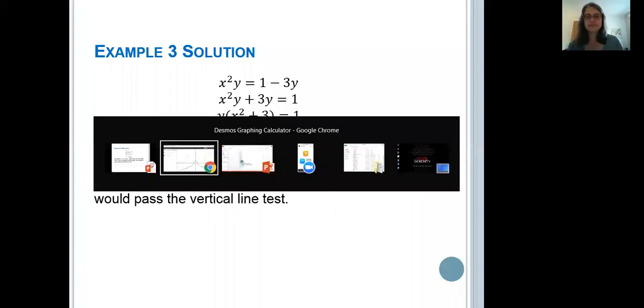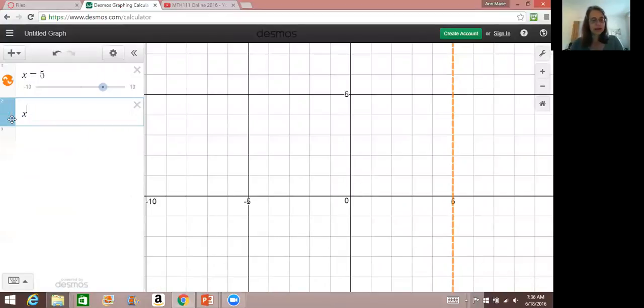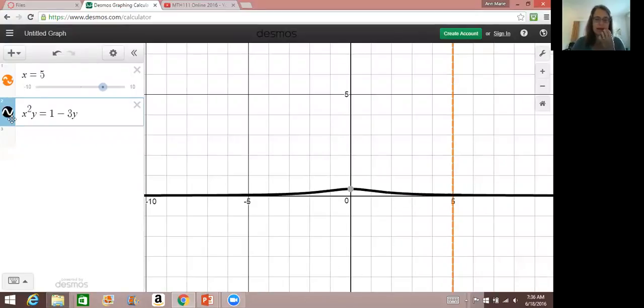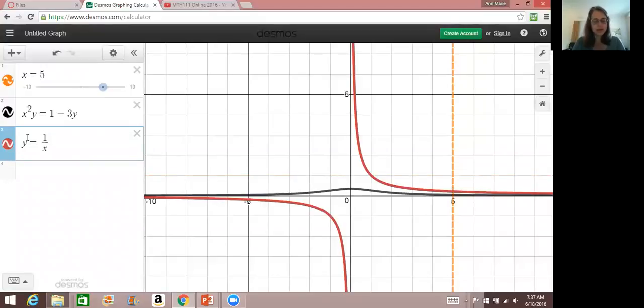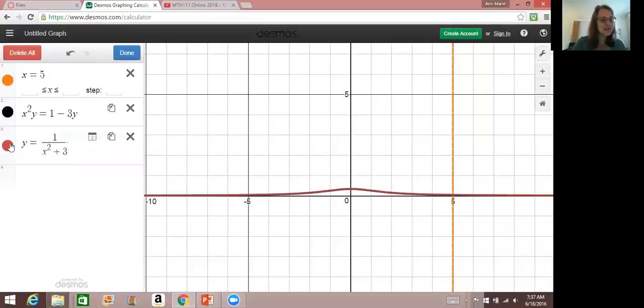So let's take a look at the graph. x squared times y equals 1 minus 3y. It's not a very exciting graph, but it is a graph. It is a function. Now, just to convince you that we solved this correctly, let's take a look at the graph of y equals 1 divided by x squared plus 3. Hey, looky, they're the same. So we did our algebra right.